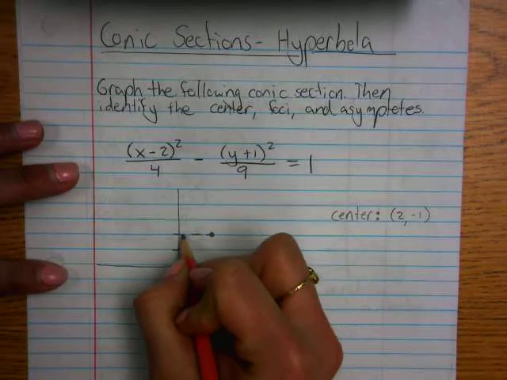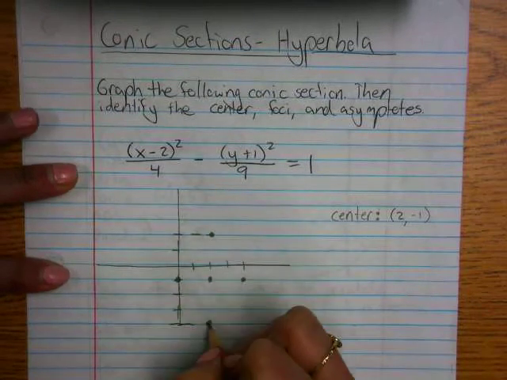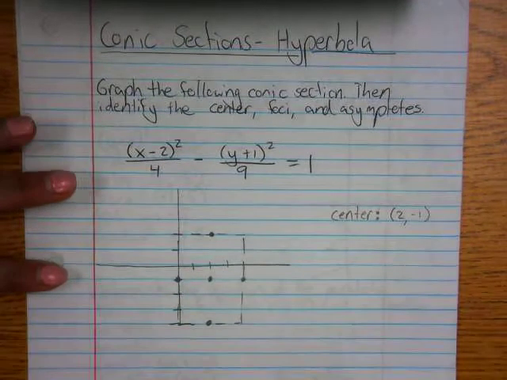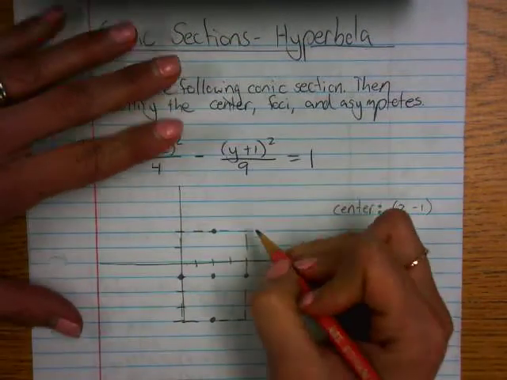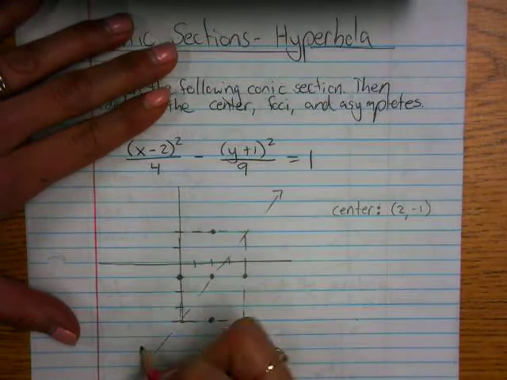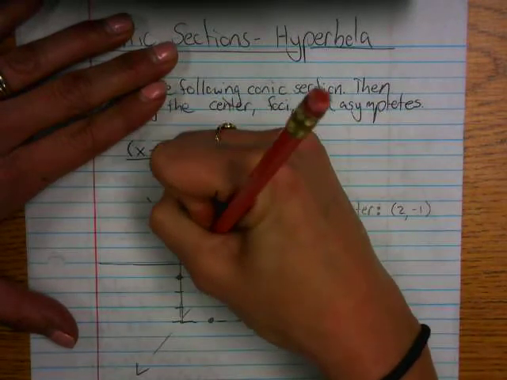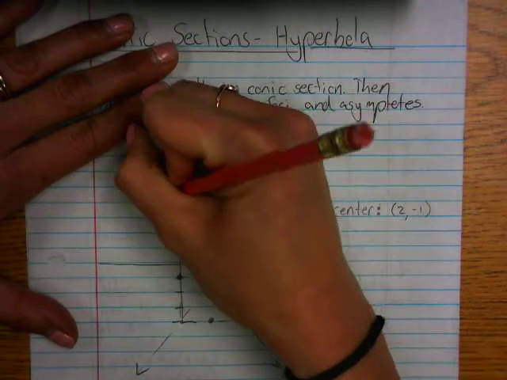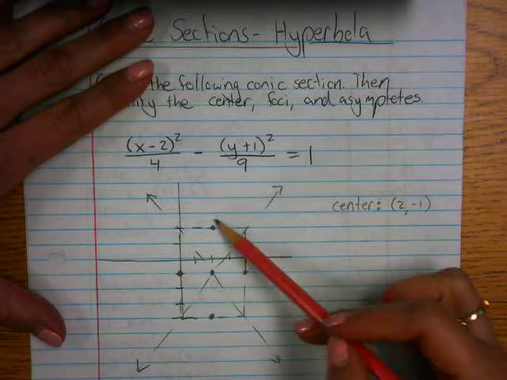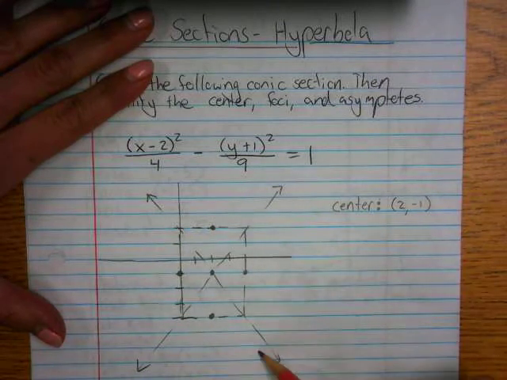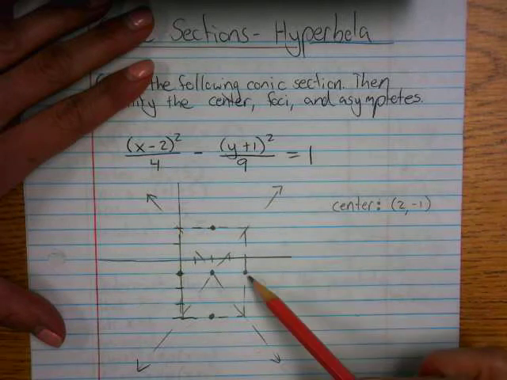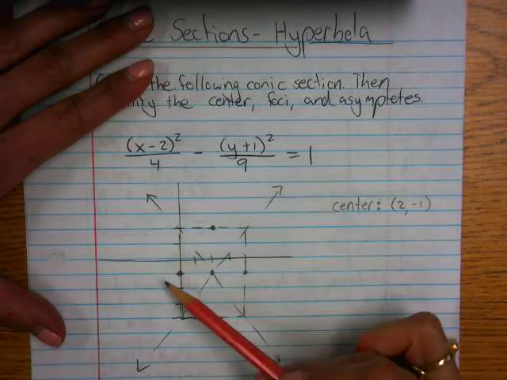And instead of drawing an ellipse, since this is a hyperbola, I'm going to use this to draw a box. And this box is basically going to give me my asymptotes. My asymptotes are going to be the diagonals of this box right here, and we'll write the equations for those in just a second. Okay, now that I have those, I can draw my hyperbola, and my hyperbola can either be a vertical hyperbola like this, with these as the vertices, or it could be a horizontal hyperbola like this, with these 2 points as the vertices.